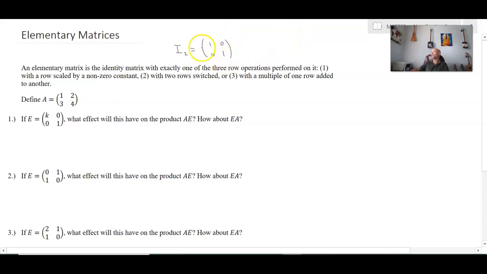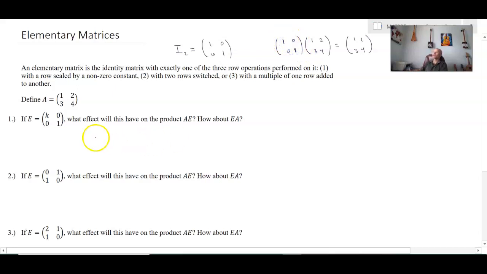And what we know is the effect that this will have on any matrix, it doesn't matter what you multiply it by, or in what order you multiply them for that matter, you're going to get the exact same matrix back. So we can see that what will end up happening is we'll be scaling the first row by 1 and the second row by 1. So that's the way we could think about this.